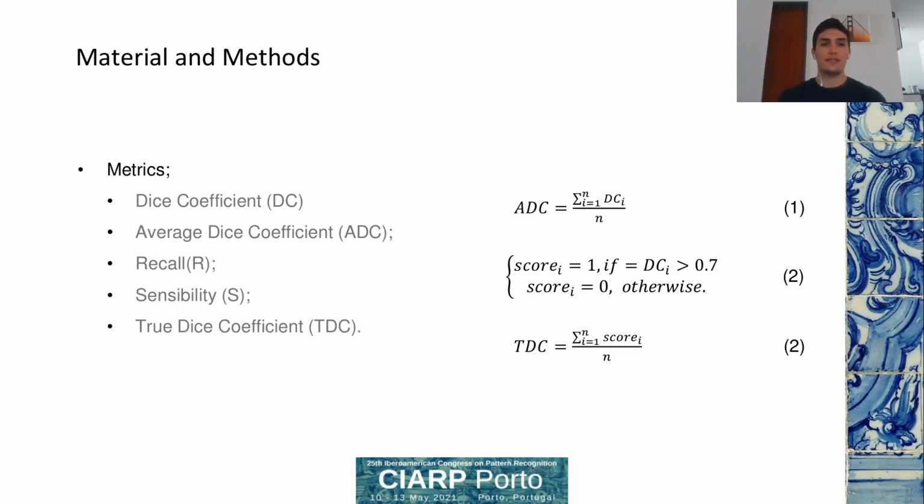For the metrics, the most important of them were the average dice coefficient and the true dice coefficient. The average dice coefficient is calculated using the dice coefficient of each image, a sum of all of them divided by the number of images, and the true dice coefficient is based on a score where this score is equal to 1 if the DC value of a specific image is above a threshold, in this case 0.7, otherwise it is equal to 0. So the TDC is the sum of all of the scores from each image divided by the number of images.